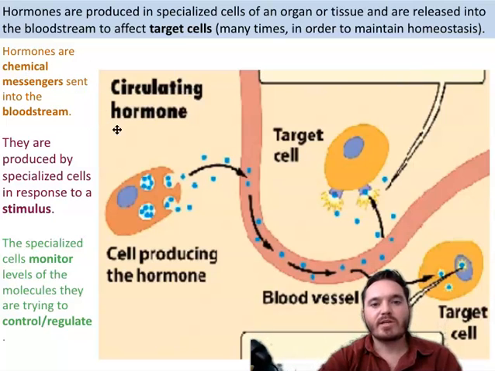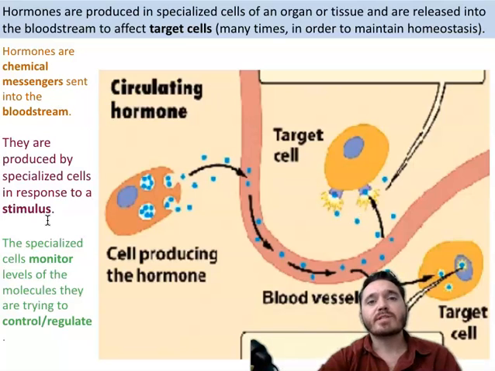So here's an image of a cell that would be producing the hormone, right? That hormone is released into the bloodstream. Here's a blood vessel carrying blood. It's released in the bloodstream. Okay, the hormones are going to be traveling through the bloodstream in order to reach this target cell that it's acting on or sending the signal to.